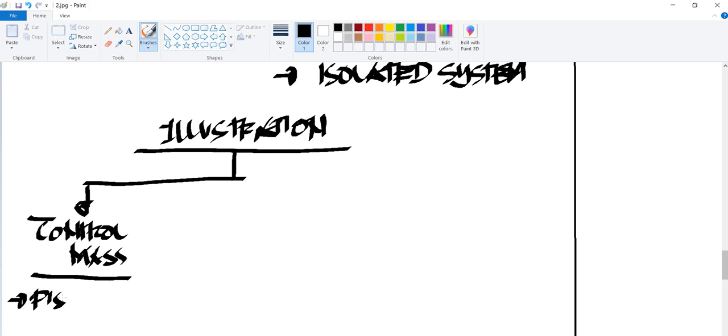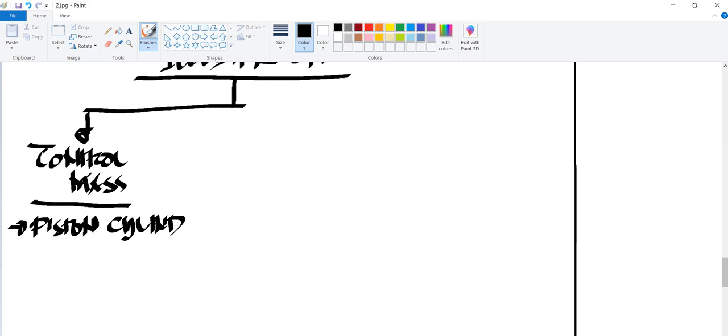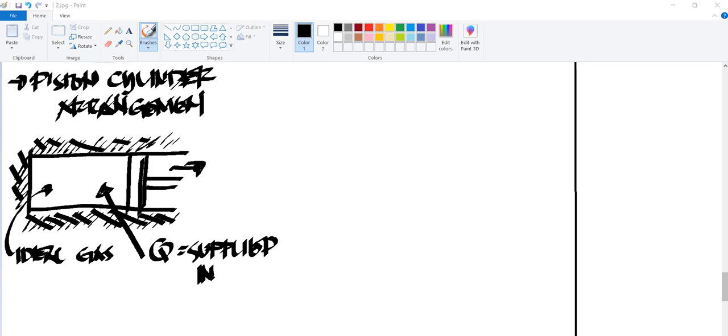So we have, as a sample, a piston-cylinder arrangement, no? So that is a sample of a control mass. We have a piston and a cylinder arrangement. Then you have your non-flow work acting on your piston. So you have your ideal gas here.